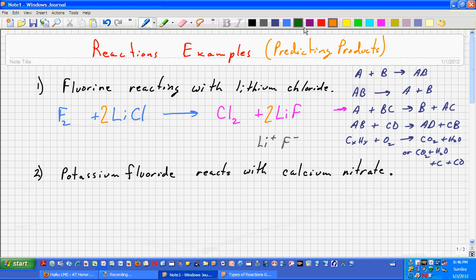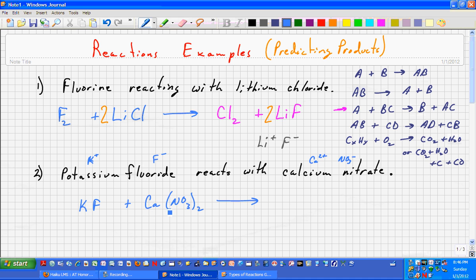Let's take a look at this next example. Again, I'm going to write out my equation, my formulas. I've got potassium fluoride, which would be KF, because potassium's got a +1 charge. Fluorine's got a -1 charge. Add those guys up to 0, and it's 1 to 1. Calcium nitrate, Ca2+, nitrate, NO3 with a -1 charge, so it's going to react with Ca(NO3)2 to produce, again, I don't know what it's going to produce. I'm going to need to predict that.